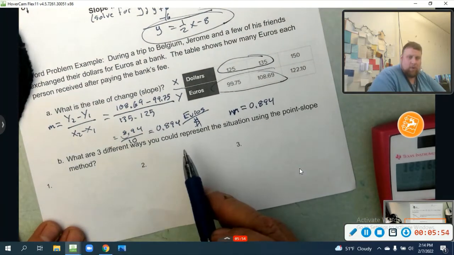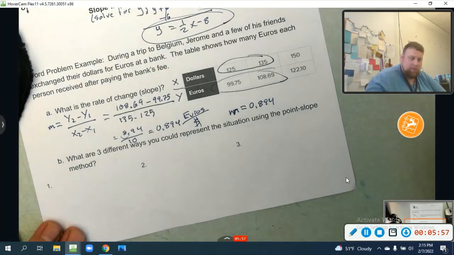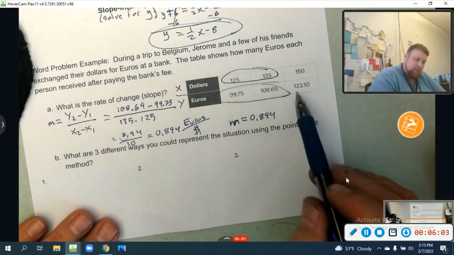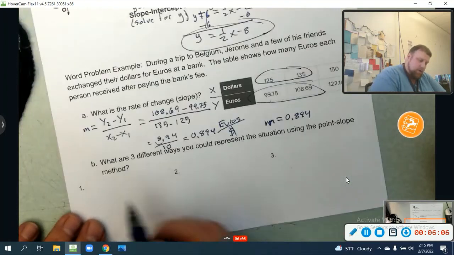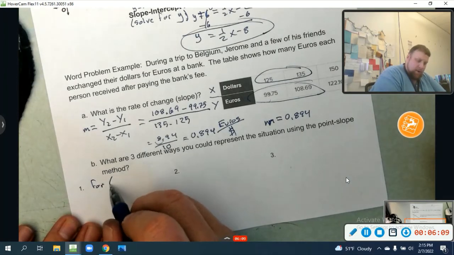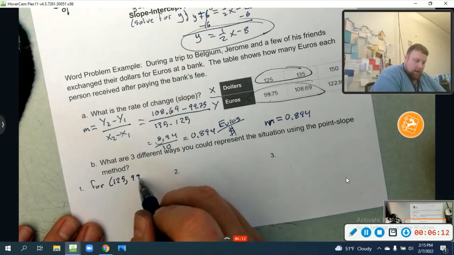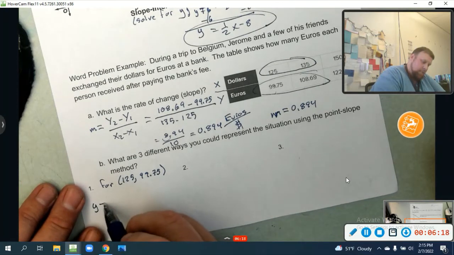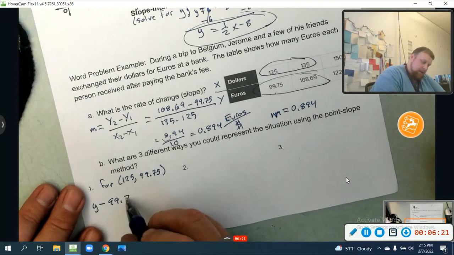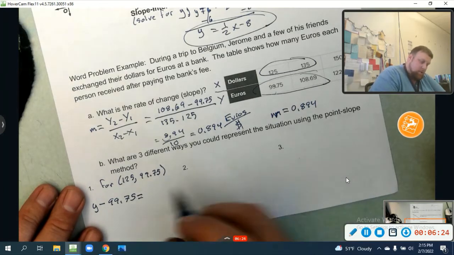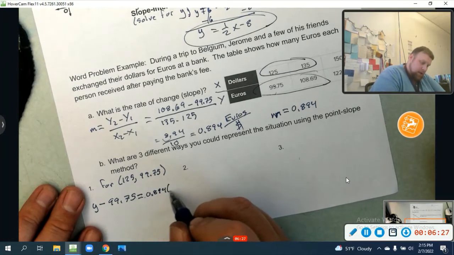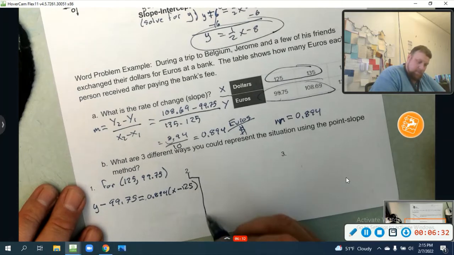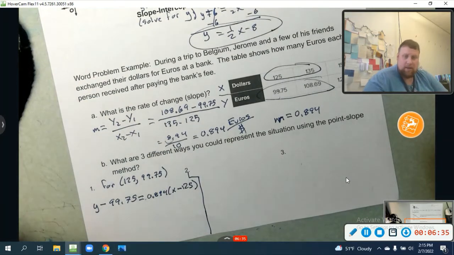What are 3 different ways you could represent the situation using the point slope method? Well, we have 3 different points here. This is an xy point, xy point, xy point. So we're just going to use those. So for our first xy point of 125, 99.75, I'm going to plug it into the point slope formula, which just says y minus my y value, which is 99.75, is equal to our slope, which is 0.894, times x minus our x value of 125. Boom. And that's it. That's the point slope form.